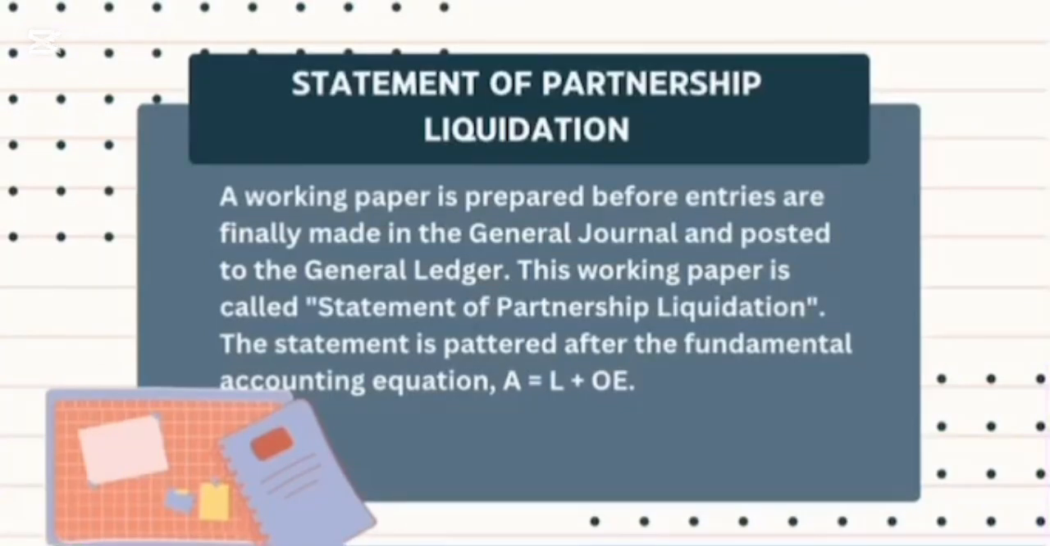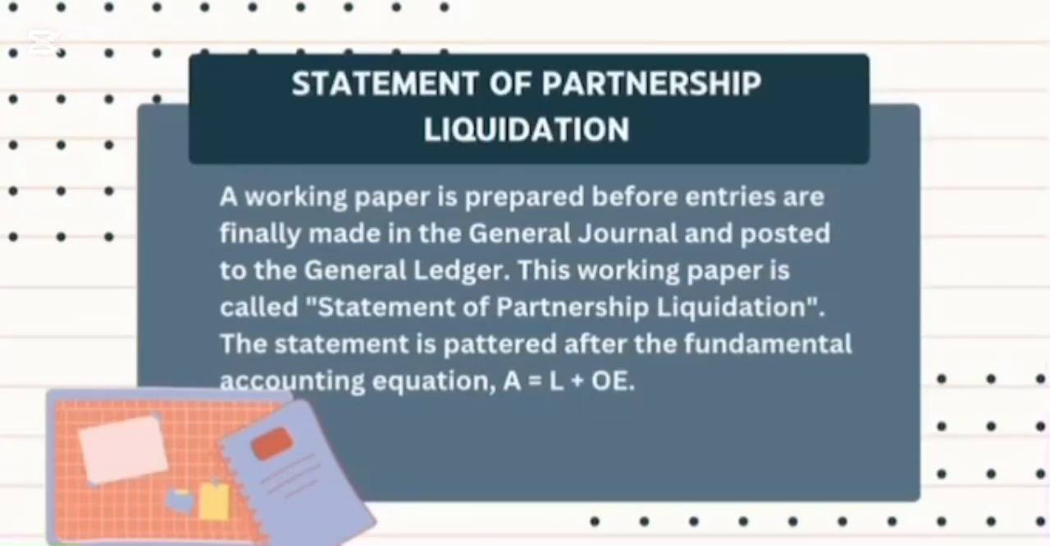This work paper is called Statement of Partnership Liquidation. The statement is patterned after the fundamental accounting equation, which equals L plus OE. Hence, the balance of each amount after plotting every transaction will always balance. For the illustration, partners Ti, Go, and Wang, who share profits and losses of 30%, 40%, and 30% respectively, have finally decided to liquidate their business.